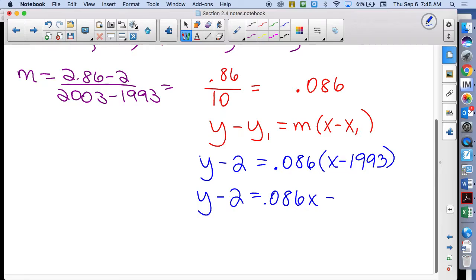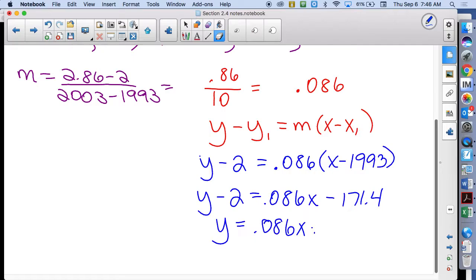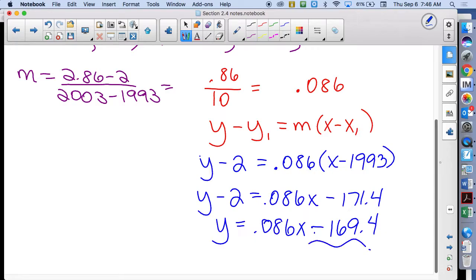Mackenzie Myers, I saw you had a calculator on your desk. What is 0.086 times 1993? I got 171.4. And then if you add 2 to that number, Mackenzie, what do you get? 169. So a linear model equation models the information that you're given in a word problem. So this equation would represent the data that was given to us about the number of females in sports. Questions?